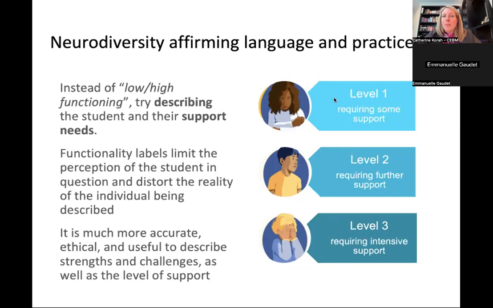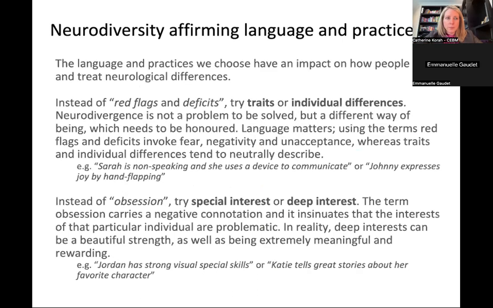For example, looking at it from this angle, we're looking at level 1, where the student may require some support, to level 2, where some students may require further support, and level 3, where students may require intensified support. So we look at the student and what they need in terms of level of support rather than their level of functioning. This is just an example of neurodiversity affirming language where we're honoring the differences.